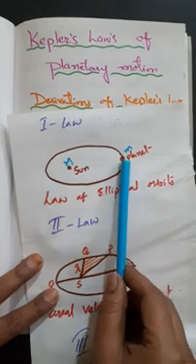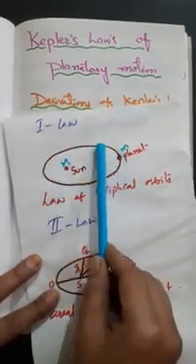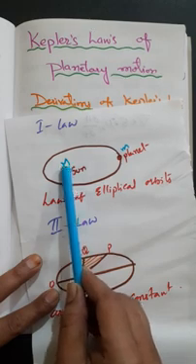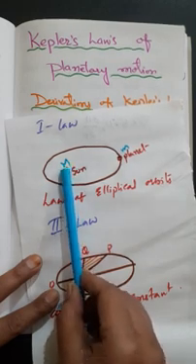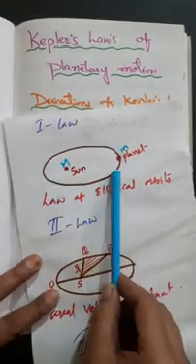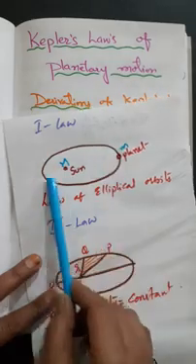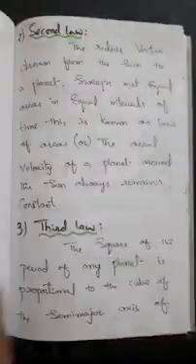All the planets move around the sun in an elliptical orbit, with the sun being at one of its focus points, or foci. That we have to prove. To prove that, we have to show that the planets are moving in an ellipse. So this is the first law, and the second law is what?